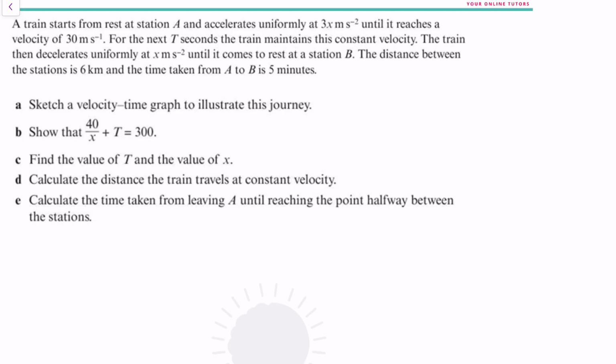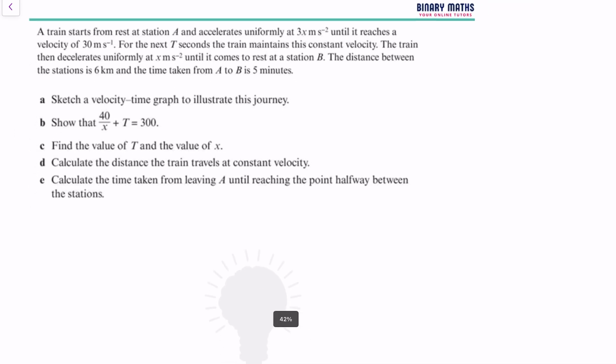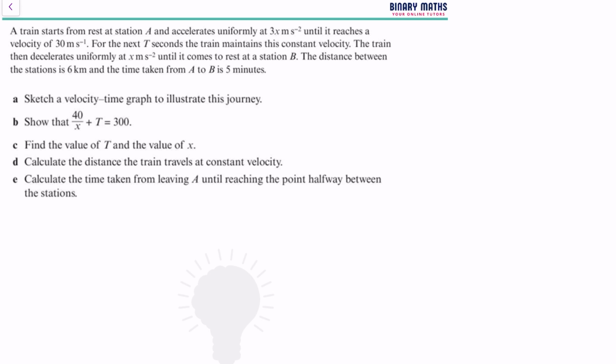A train starts from rest at station A and accelerates uniformly at 3x meters per second squared until it reaches a velocity of 30 meters per second. For the next t seconds, the train maintains this constant velocity. The train then decelerates uniformly at x meters per second squared until it comes to a rest at station B. The distance between the stations is 6 kilometers and the time taken from A to B is 5 minutes.